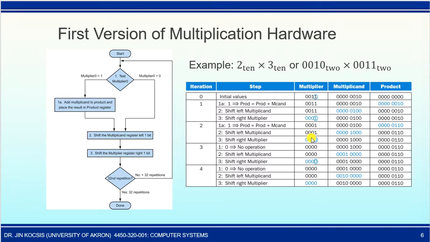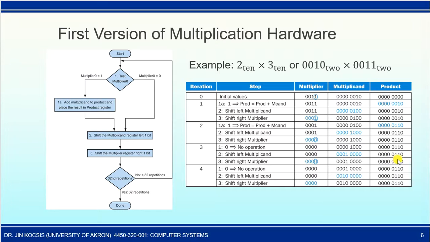Okay? After that, I will finish the second step, second iteration, and then continue with the third iteration, continue to check the least significant bit is 0 or 1. 0. I will not do any addition or other operation, so I just copy all the original values, the values achieved from last iteration, and then continue to do two shifts. Shift the multiplicand register to the left by 1 bit, shift the multiplier register to the right by 1 bit.